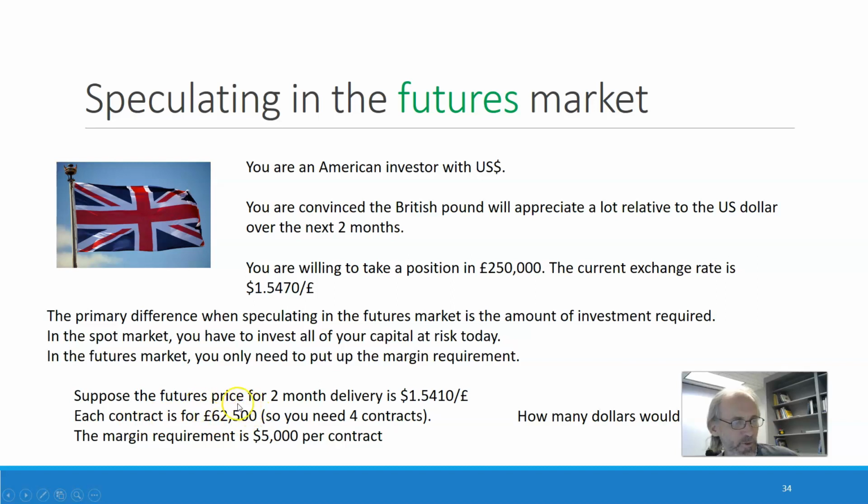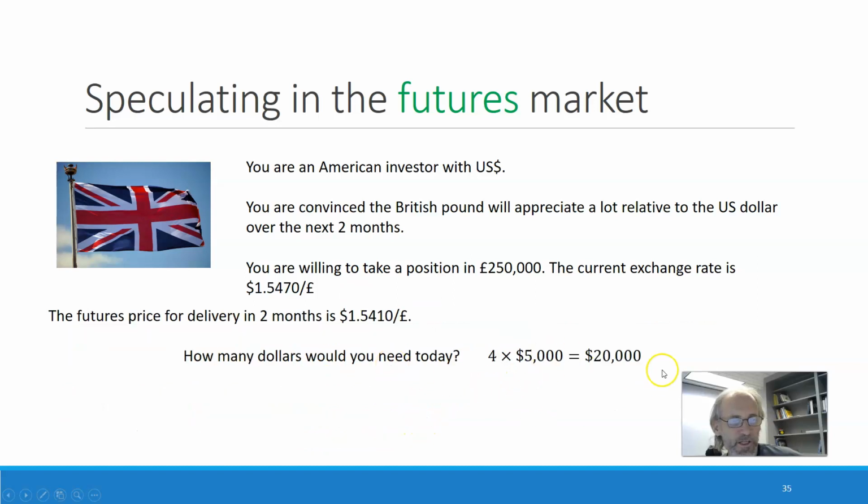Each contract is for 62,500 pounds, so you need 4 contracts to cover 250,000 pounds. So I'm going to enter into 4 contracts. The margin requirement is $5,000 per contract. Now, this again is a detail: contracts are usually a percent of the value. The example just gives you the cost of the margin to make it easier. So you've got to put in $5,000 per contract.